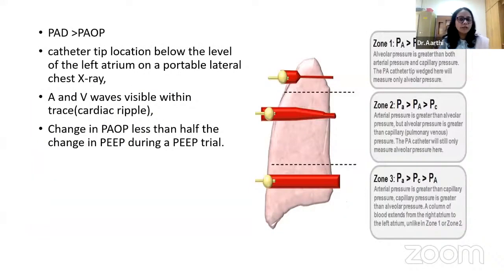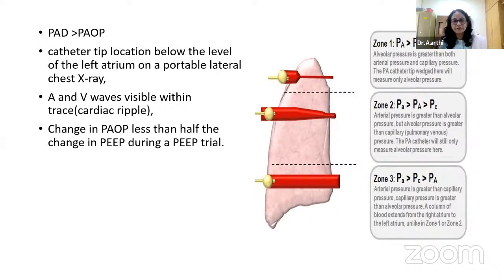So where do we normally position these catheters? The pulmonary artery catheter has to be positioned in West zone 3, where we need constant blood flow, which happens in zone 3, where the pulmonary arterial pressure is greater than the capillary pressure, which is greater than the alveolar pressure.